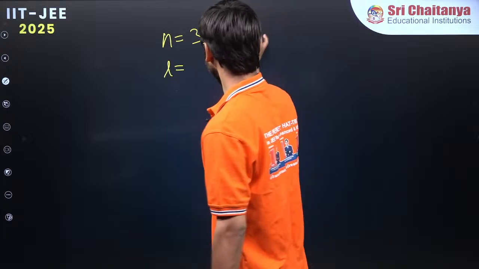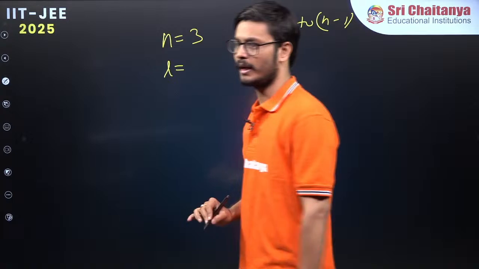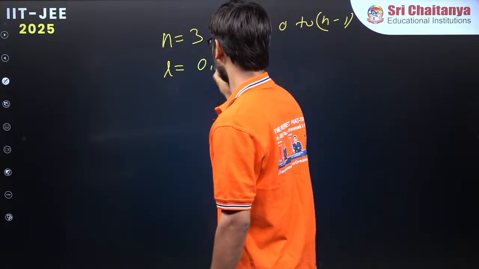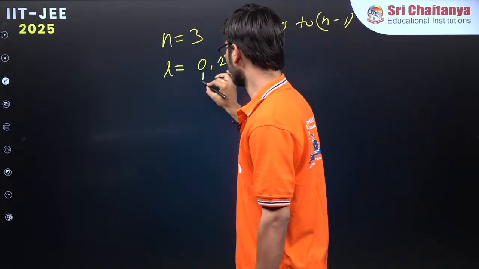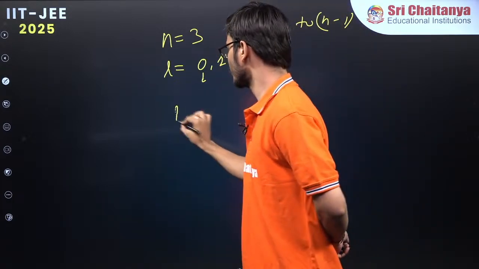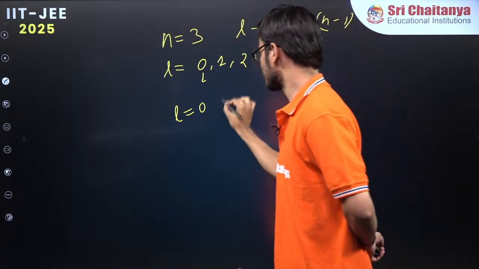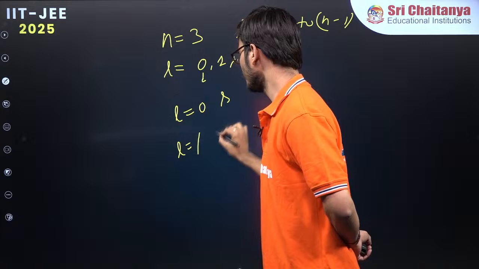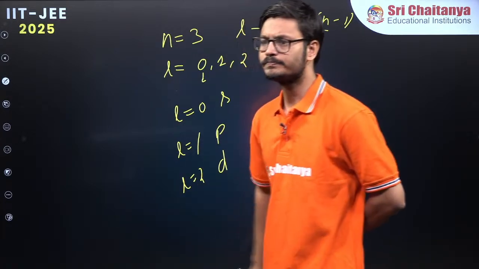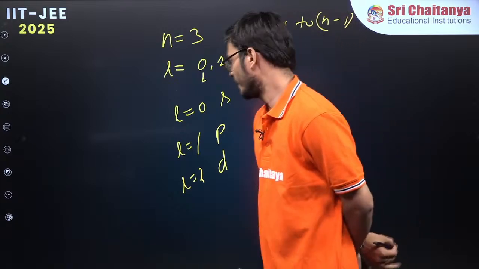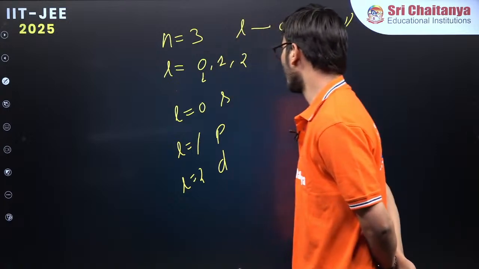So the L value varies from 0 to n minus 1. So this will be 0, 1 and 2, right? Now for L is equal to 0, what is the shape? Which subshell? S. For L is equal to 1, which subshell? P. For L is equal to 2, which subshell? D. Yes or no? SPD.